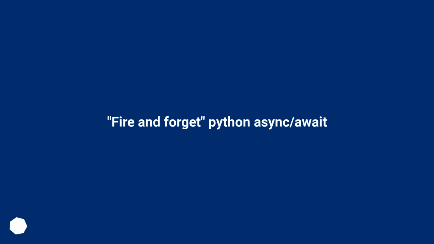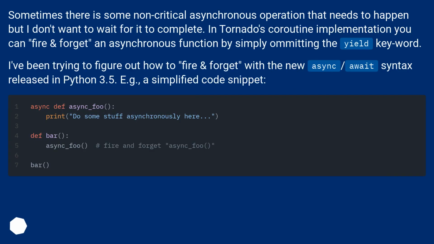Fire and forget Python async/await. Sometimes there is some non-critical asynchronous operation that needs to happen, but I don't want to wait for it to complete. In Tornado's coroutine implementation, you can fire and forget an asynchronous function by simply omitting the yield keyword.